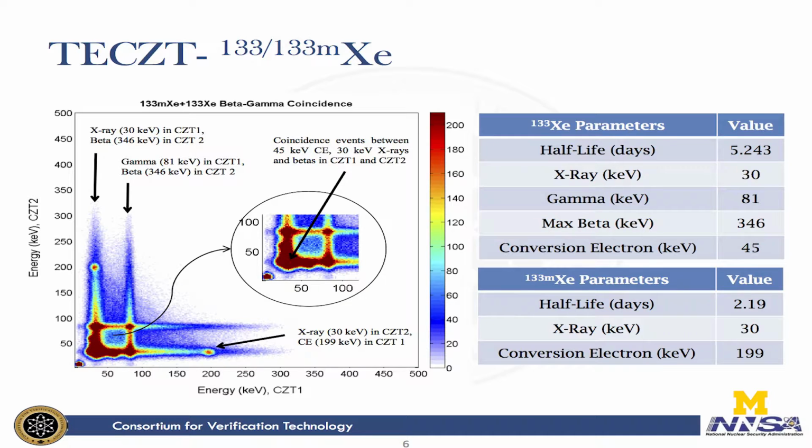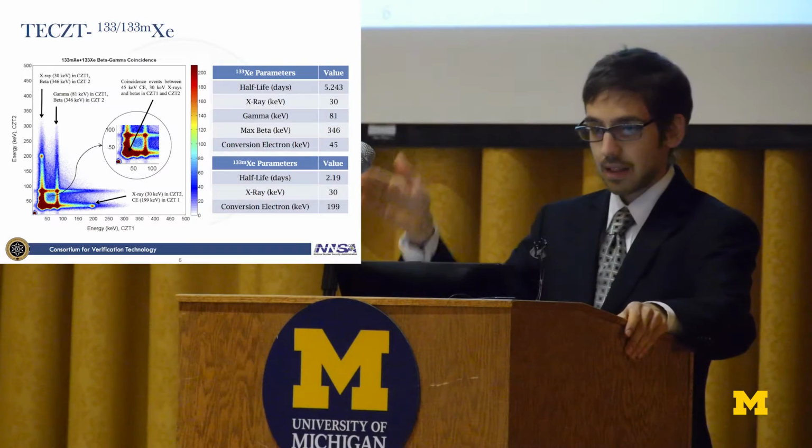Here are some results from xenon-133 and 133m. Once again, we expect to see lines from 0 to 346 keV from the beta spectrum, and we expect these lines to be located at 30 keV and 81 keV in coincidence with the X-ray and the gamma release. And once again, that's exactly what we see.